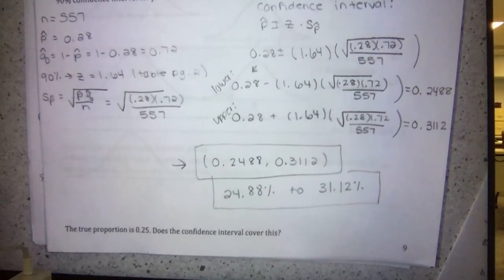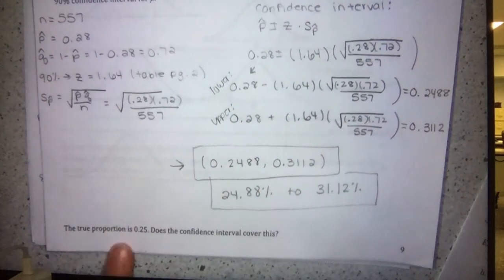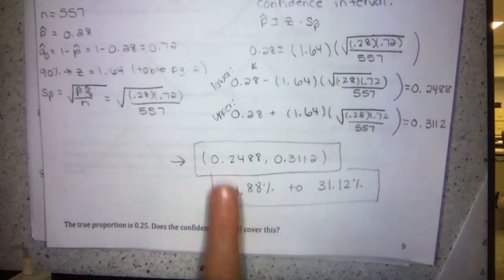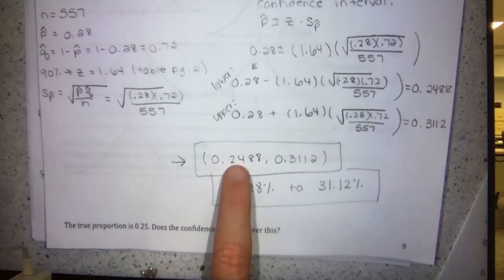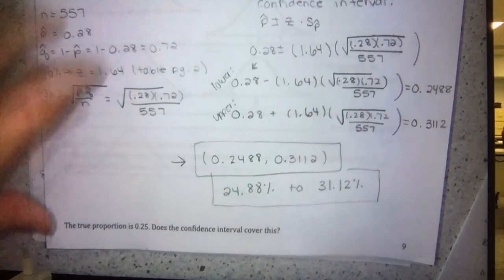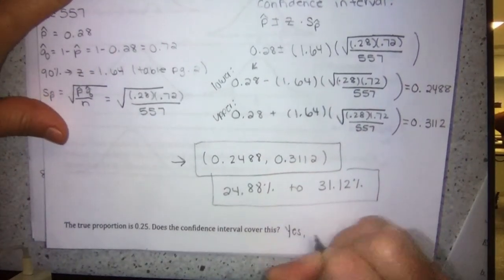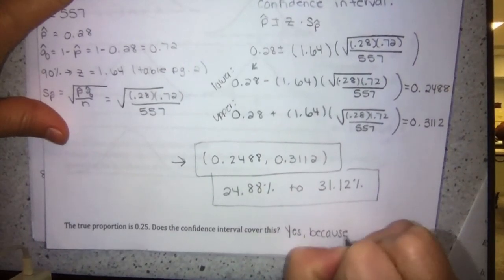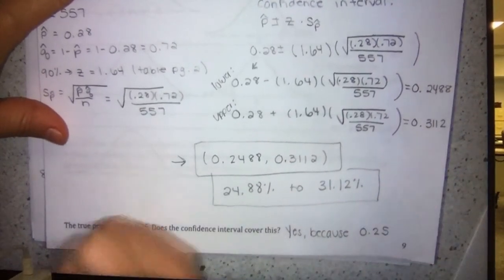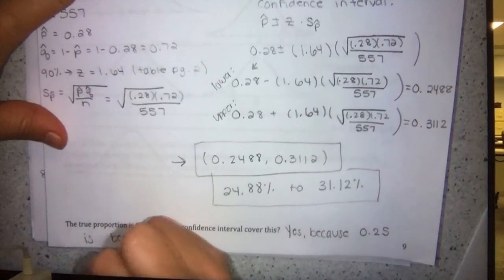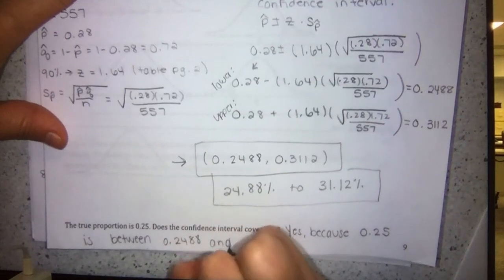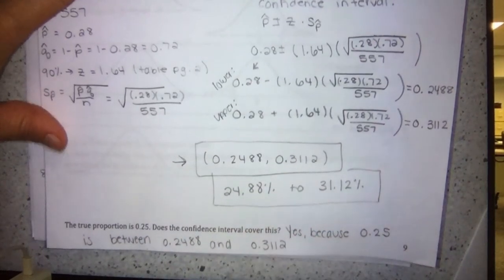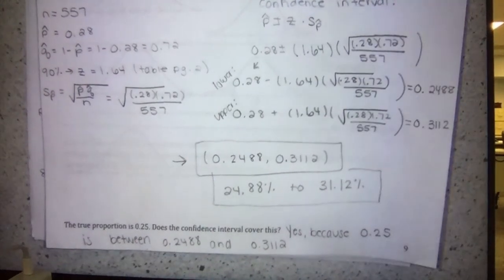Last but not least is the true proportion. We use this to generalize the answer, but it's telling us the true proportion, the true answer, is 0.25. Is this in this confidence interval? Well, yes, 0.25 is between 0.2488 and 0.3112. So yes, because 0.25 is between 0.2488 and 0.3112. And that is it for our Chapter 8 notes.